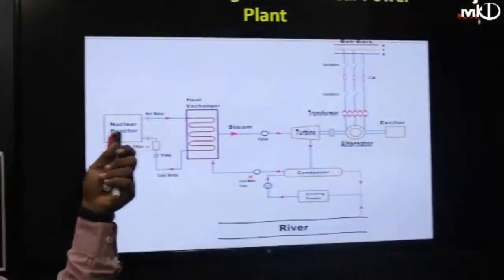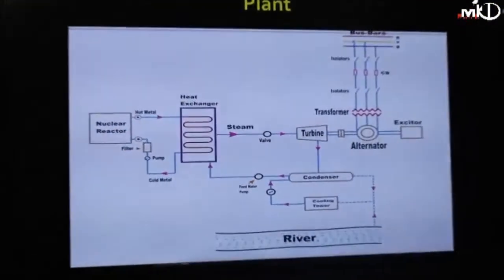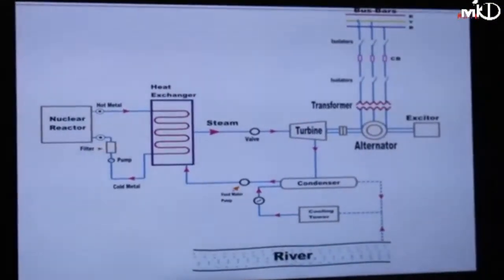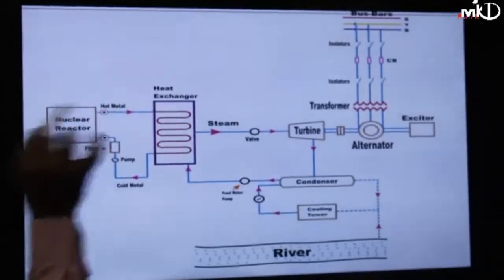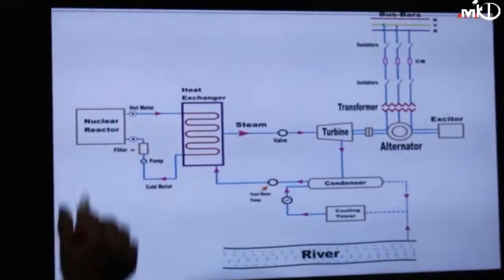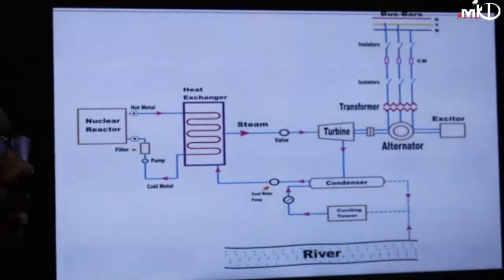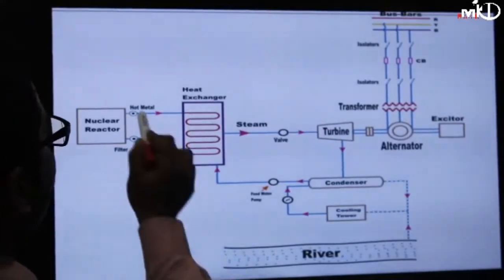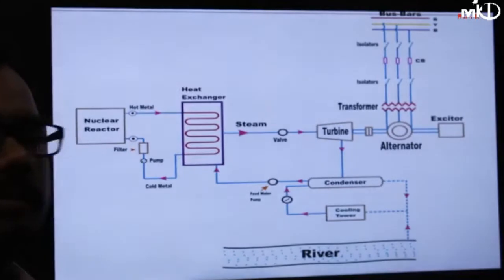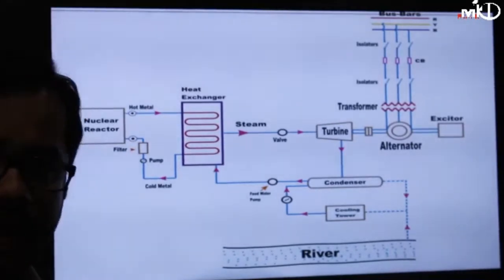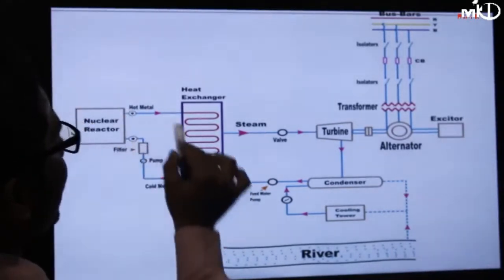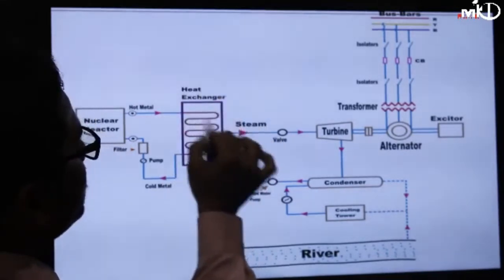So, the nuclear reactor is there. Inside the nuclear reactor, this process is carried out, and a huge amount of energy is getting out. This huge amount of energy, or the heat, is transferred by your hot metal. Hot metal is present which carries the heat, and this hot metal will flow inside the heat exchanger.